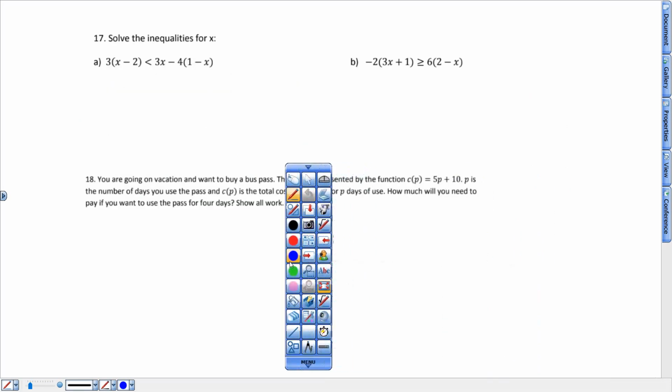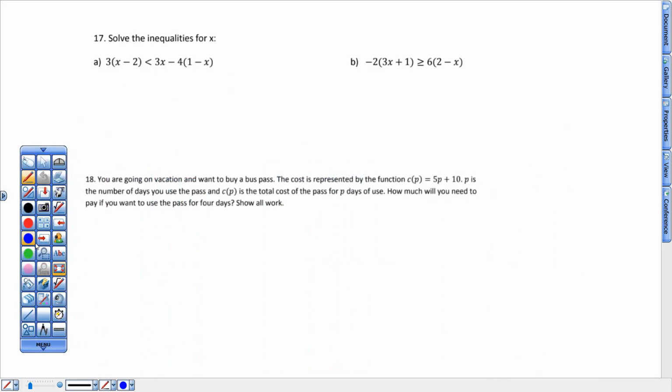Solving these. Here we go. This one has me distribute, so I'm distributing twice. That gives me 3x minus 6 less than 3x minus 4 plus 4x. I'm going to combine like terms, that 3x and that positive 4x. That gives me 3x minus 6 less than 7x minus 4.